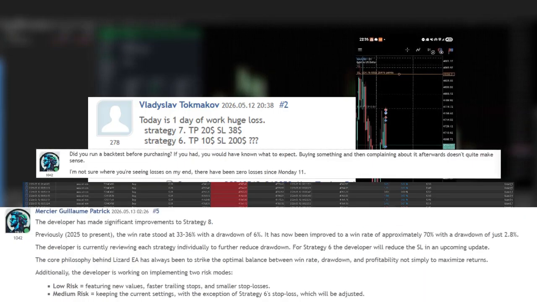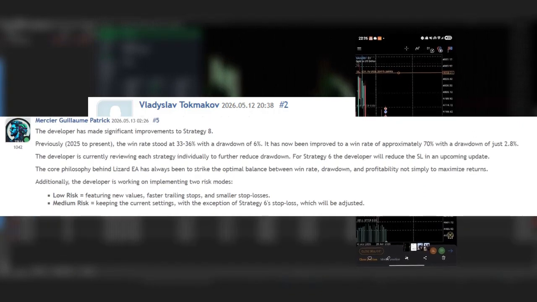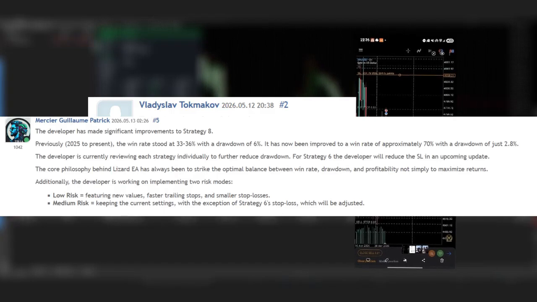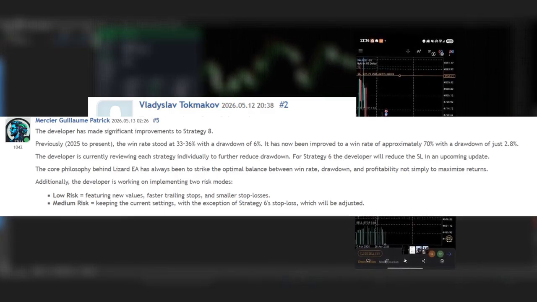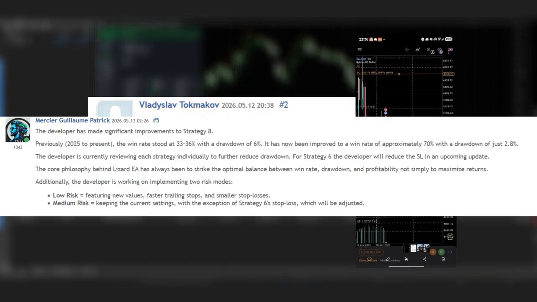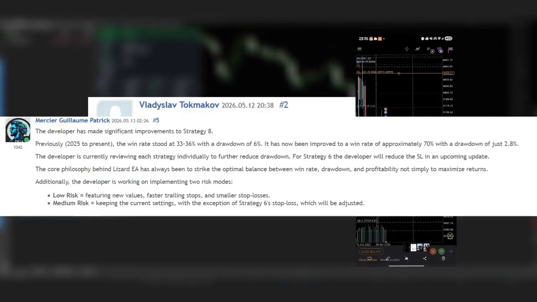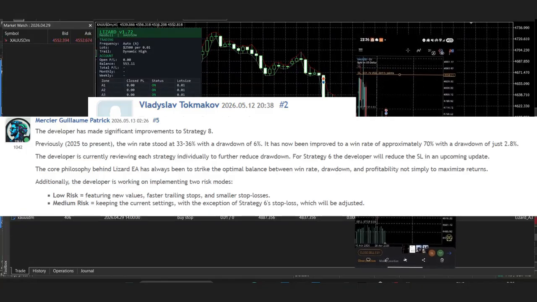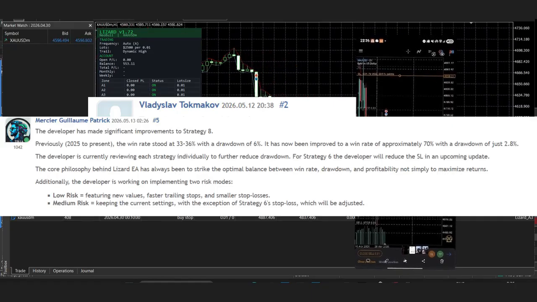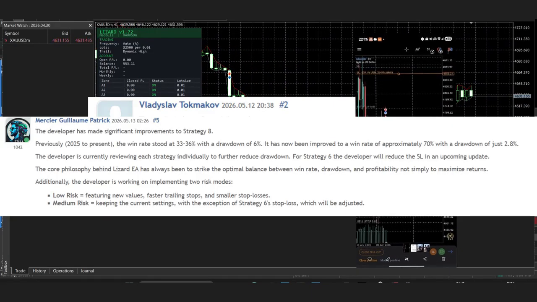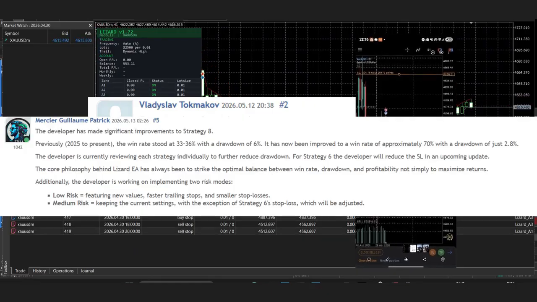Another user noted, "The developer has made significant improvements to Strategy 8. Previously, 2025 to present, the win rate stood at 36% with a drawdown of 6%. It has now been improved to a win rate of approximately 70% with a drawdown of just 2.8%. The developer is currently reviewing each strategy individually to further reduce drawdown." That sounds good. Active development is a plus.